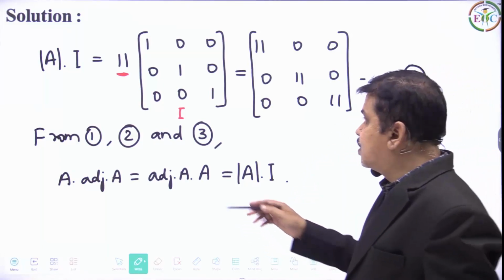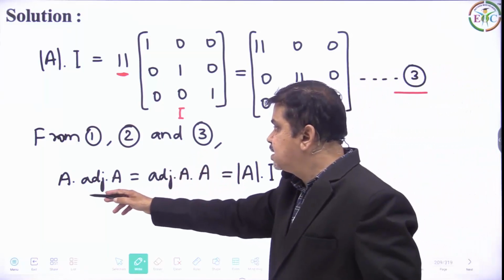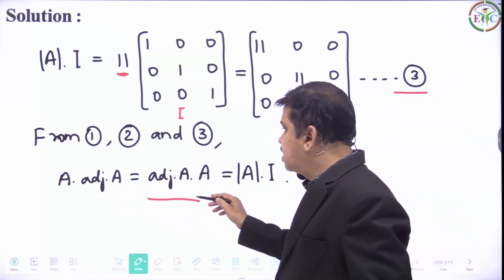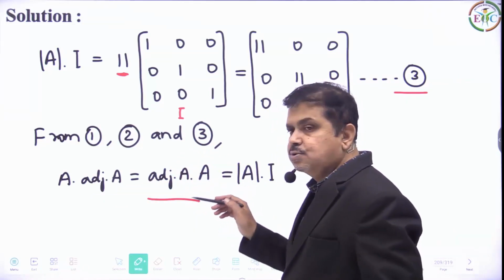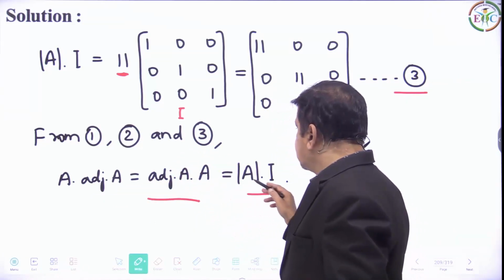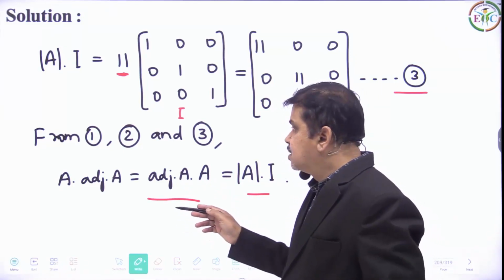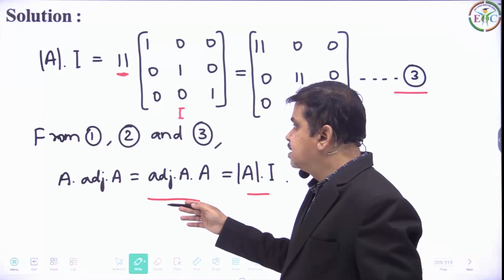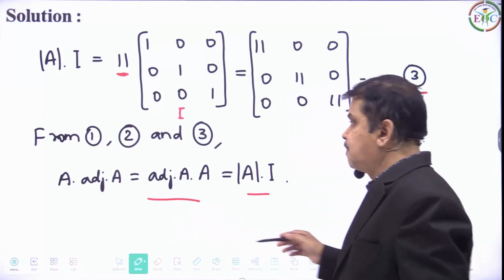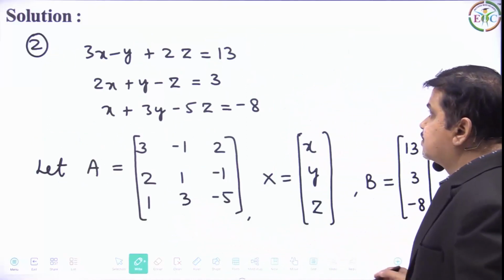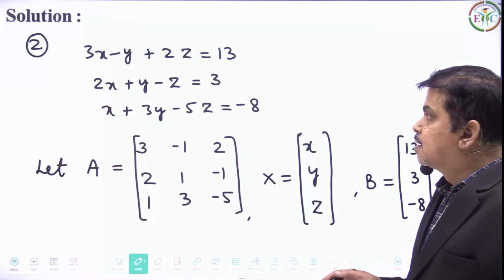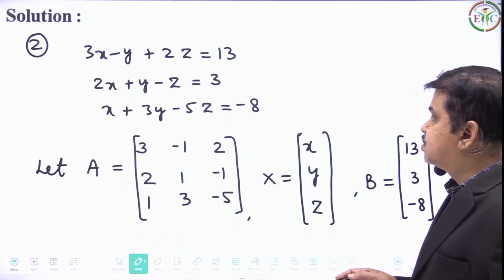So clearly from 1, 2 and 3 we can see that A into adjoint A equals adjoint A into A, which is equal to A determinant into I. Hence we have proved the property, and this completes the solution for question number 1. Now let us take up question number 2.